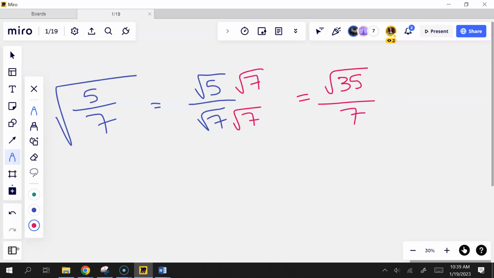No, because the 7's not under a radical. Why is it not? Because this equals 7 without a radical. Because 7 times 7 is what? And the square root of 49 is 7. Y'all tracking with me?